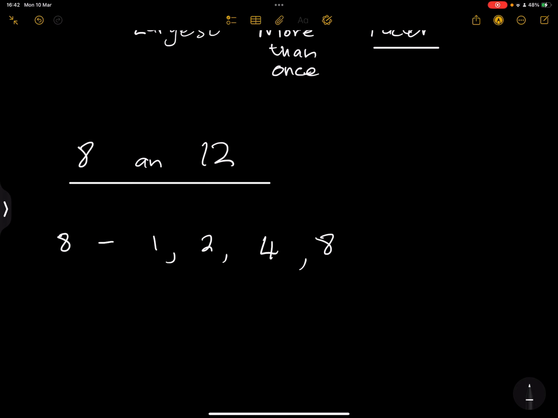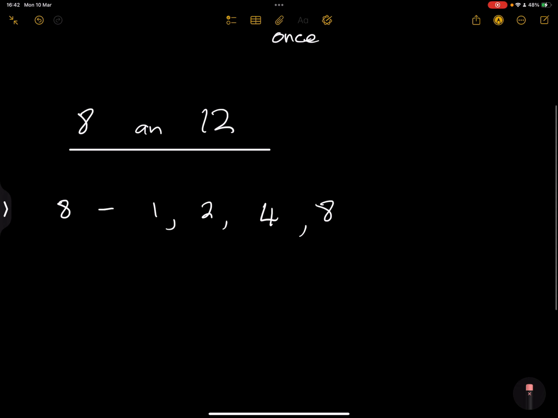Remember, whenever I list factors, I need to have them in such a way that the first and the last one, when I multiply them, should give me the number that it is a factor of. So 1 times 8 gives us 8. 2 times 4 does give us 8 as well. So you'll see I'll keep doing this whenever I find factors.